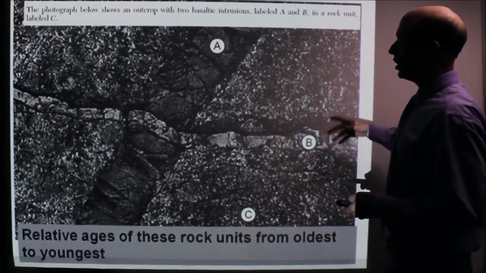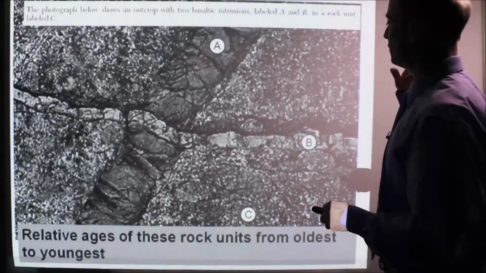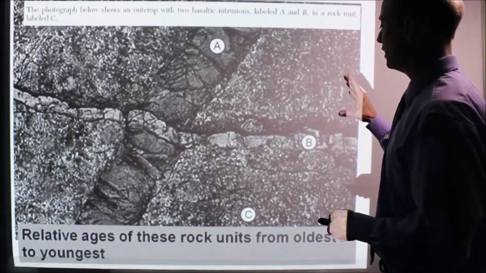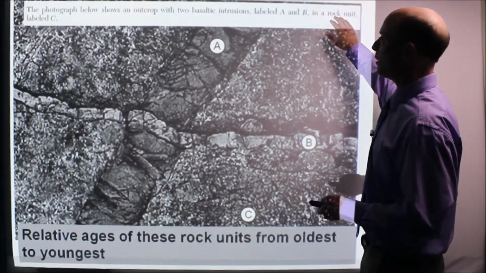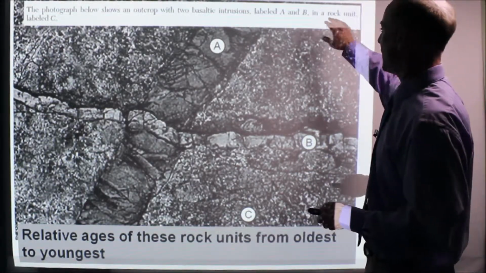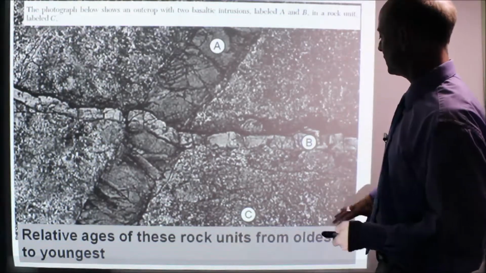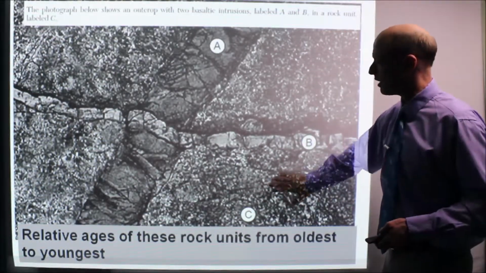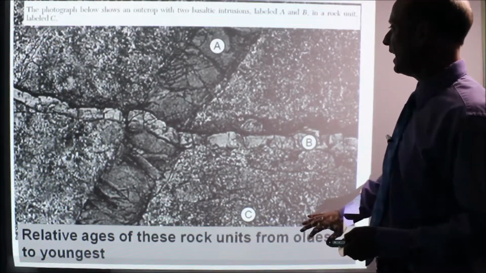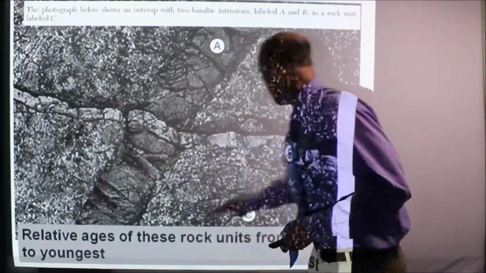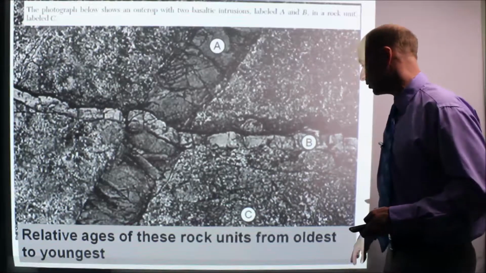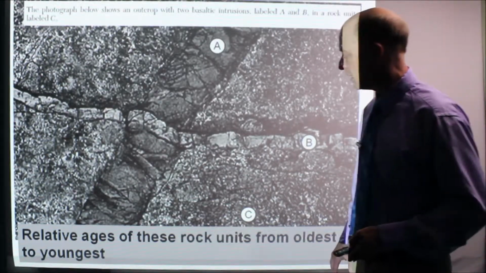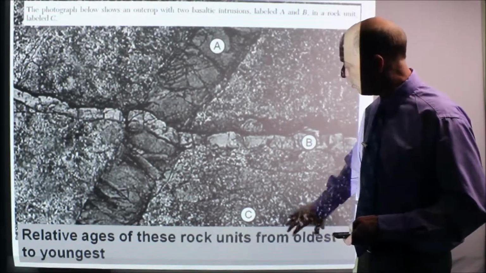This one, and I hope that you can see this well, is a photograph of a section of bedrock. The photograph below shows an outcrop with two basaltic intrusions labeled A and B in a rock unit labeled C. So this is C right here, this is the rock, and the intrusions are A and B. And here's intrusion A, and here's intrusion B, and it says, give the relative ages of these rock units from oldest to youngest.